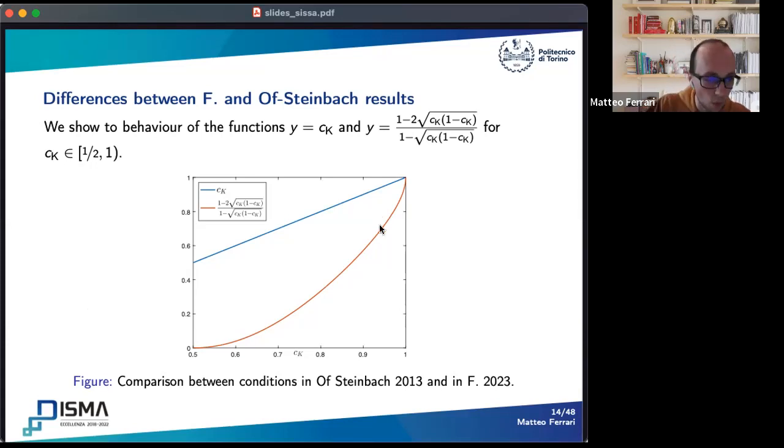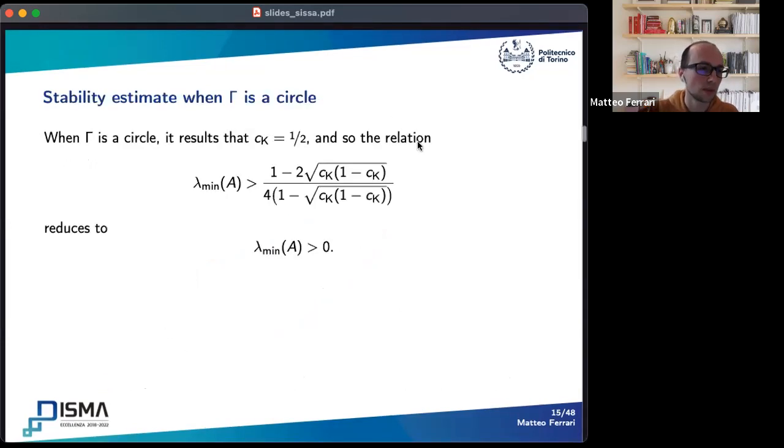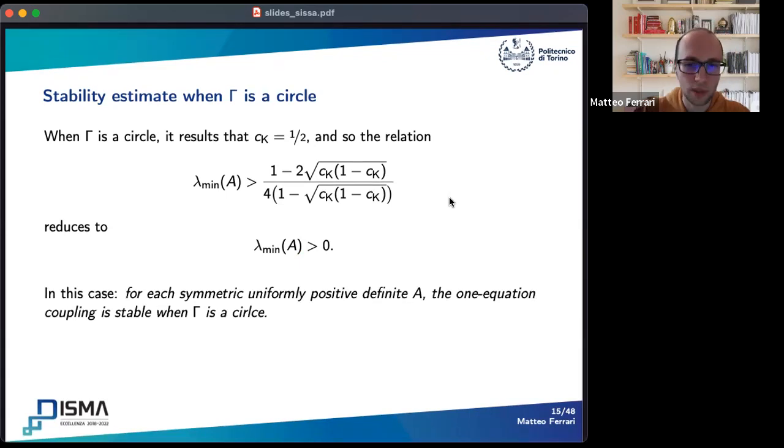We can allow for smaller eigenvalues of A with respect to the previous lower bound that we had from Of Steinbach. Moreover, we have a good thing here. When CK is equal to 1/2, this condition reduces to lambda minimum of A bigger than 0, the case of the circle. In this case, we have the conjecture. For each symmetric uniformly positive definite A, the one equation coupling is stable when gamma is a circle. So we have done a very small step, but this is a new step.